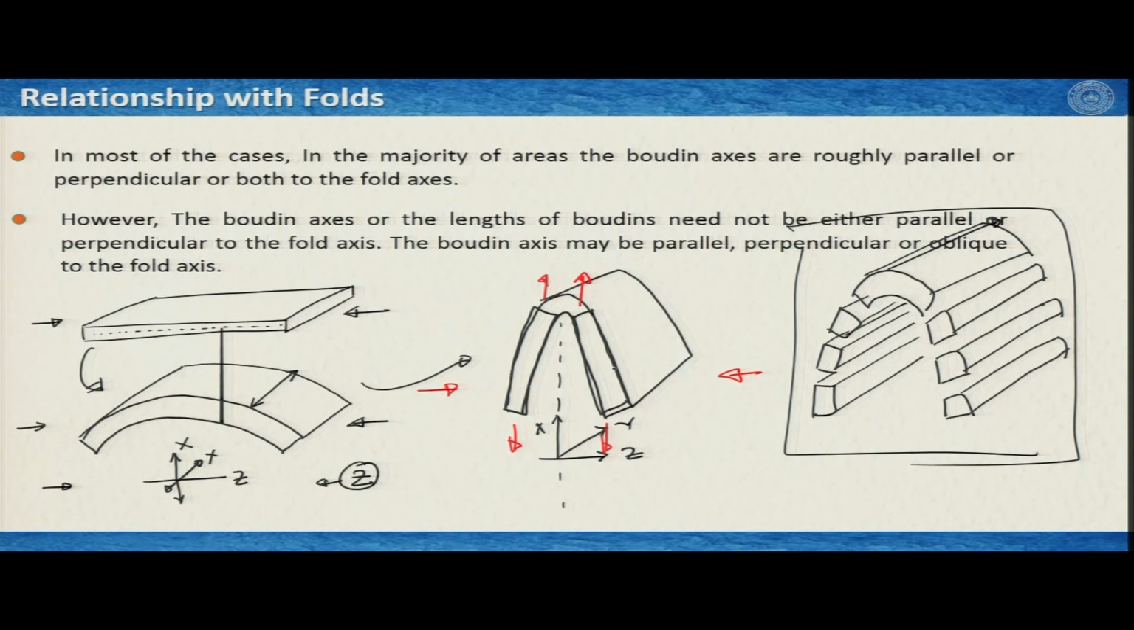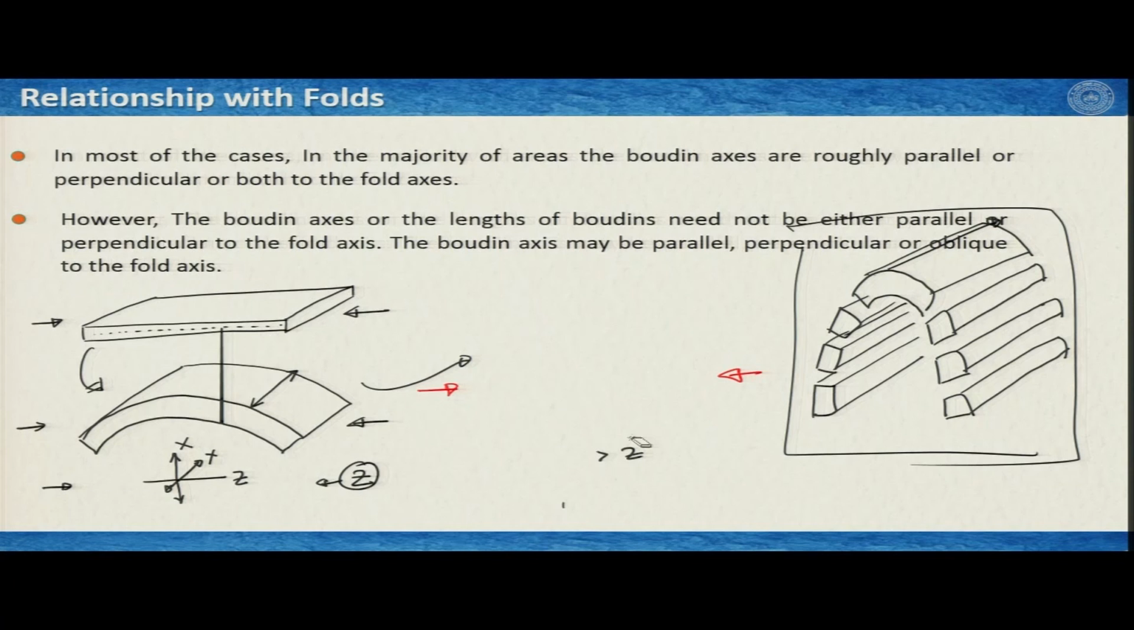However, if the compression is oblique to the layers, then you can actually form, let me wipe this one out because I do not have any more space, you can actually form boudinage which can be oriented oblique to the fold axis. I am just giving you a rough idea.